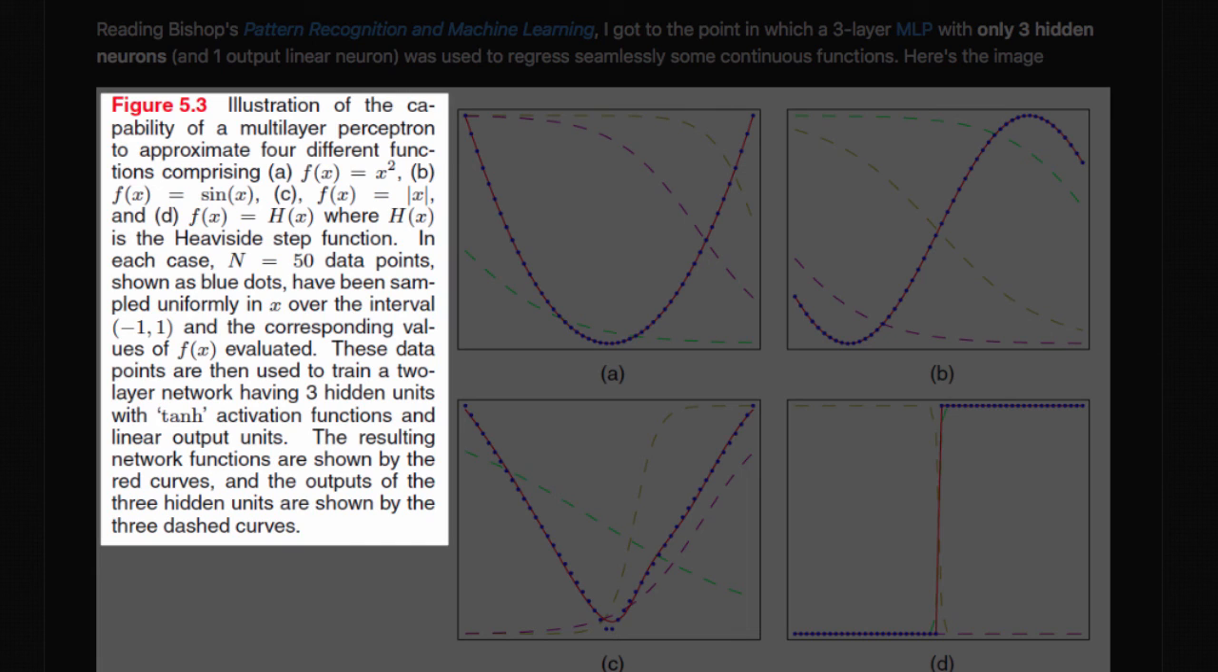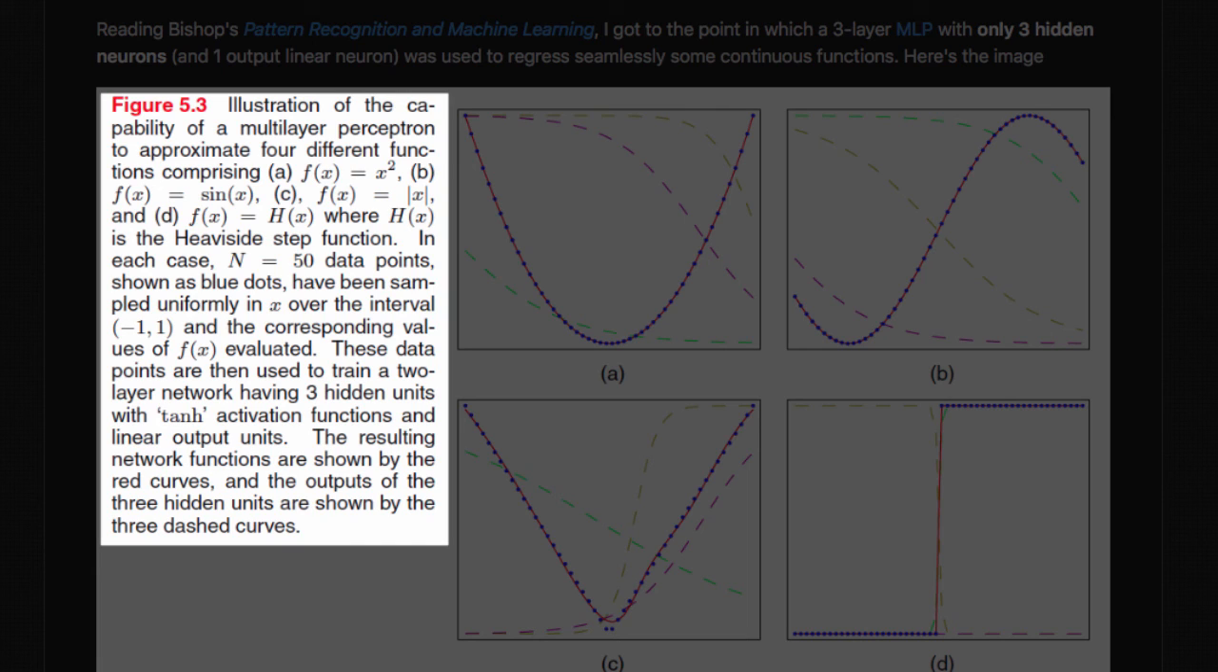In each case, N equal 50 data points, so the x coordinates shown as blue dots have been sampled uniformly in x over the interval from minus 1 to plus 1, and the corresponding values of f of x evaluated. So f of x are the y targets, so labels, and the x are simply the input one-dimensional scalar, and also the output is a scalar. So we have size of the input layer, it's 1, size of the output layer, it's also 1, and then we have three neurons, which are the internal hidden neurons.